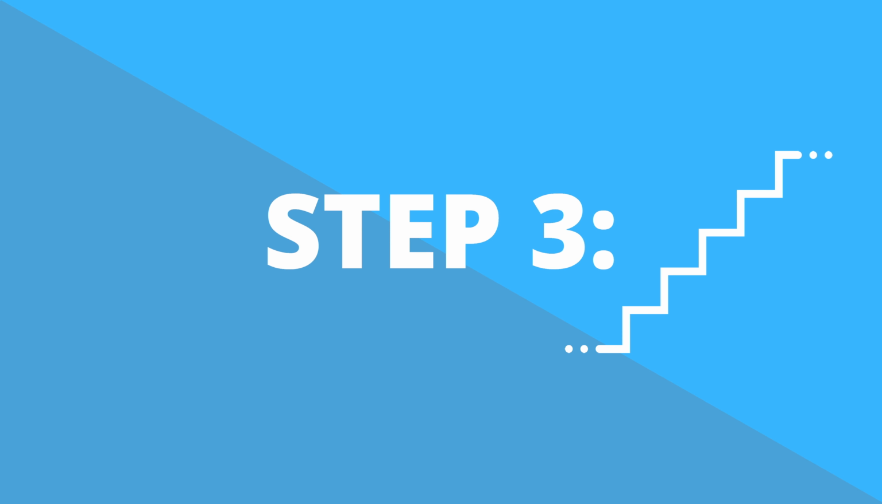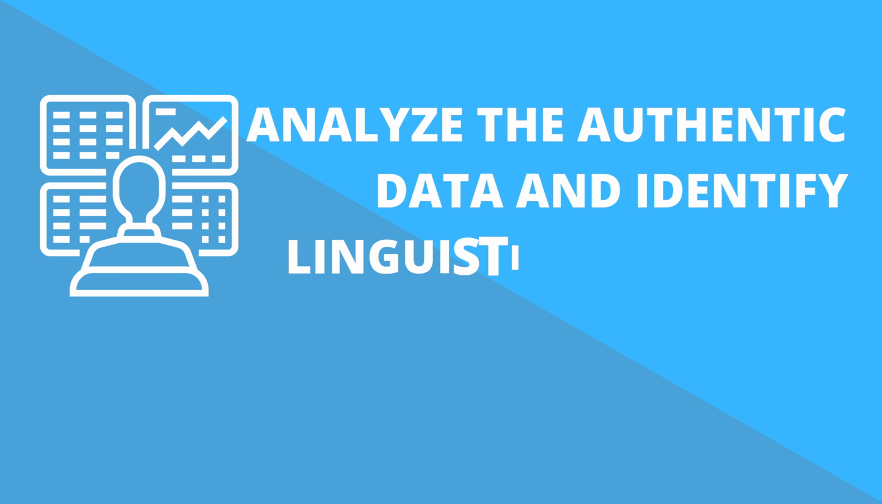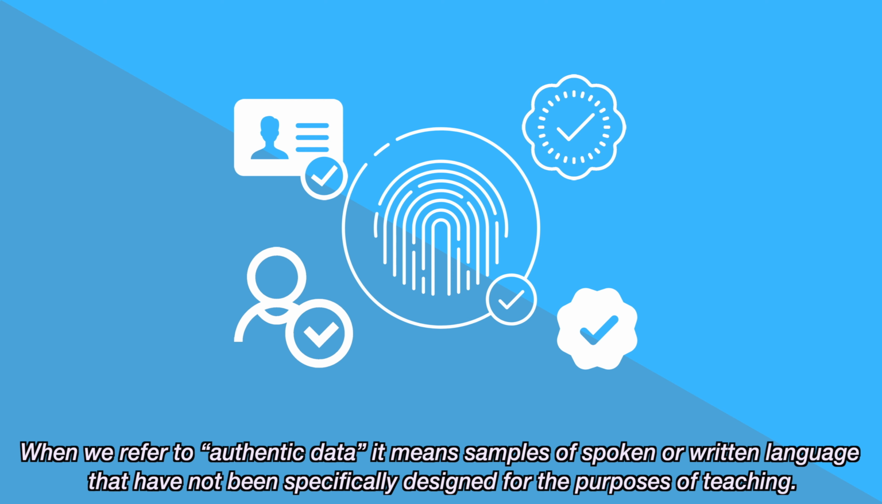Step 3. Analyze the authentic data and identify linguistic exponents. Even though TBLT focuses on meaning rather than language forms, pedagogical elements are indeed needed for the successful acquisition of the language. When we refer to authentic data, it means samples of spoken or written language that have not been specifically designed for the purposes of teaching.